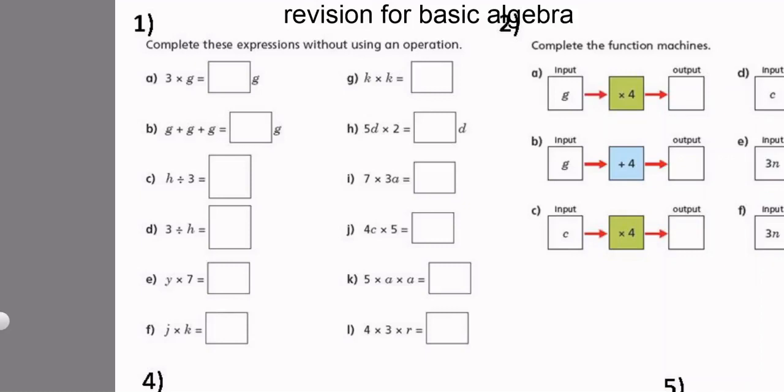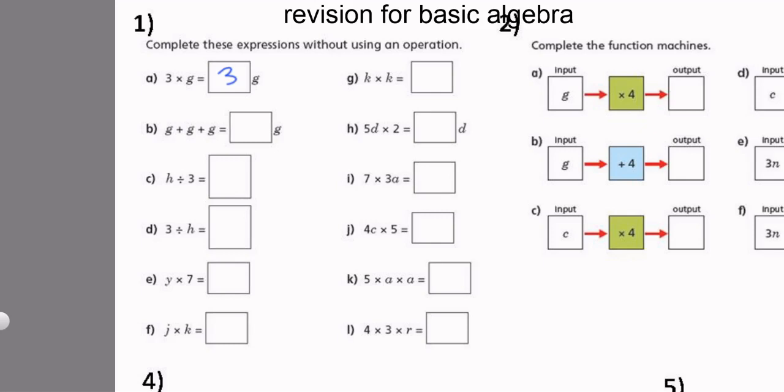Right, this is the start of revision for basic algebra. Let's have a look at question 1. We have 3 times g, which is obviously 3g.